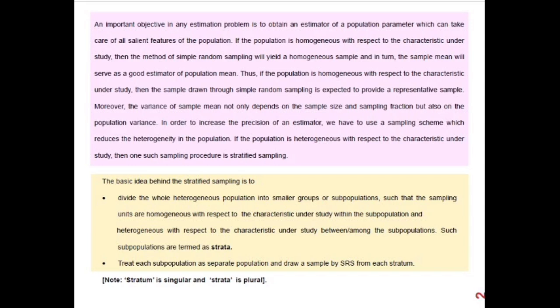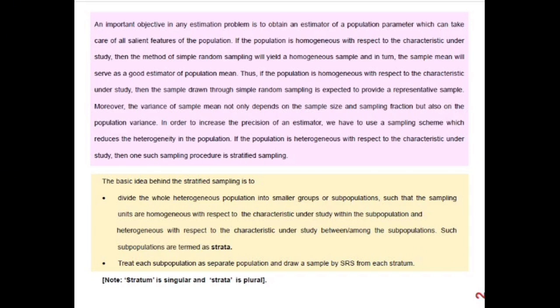An important objective in an estimation problem is to obtain an estimator of a population parameter which can take care of certain features of the population. Here a stratum means a group of observations. A homogeneous group of observations can be classified into some groups. So here the population is homogeneous with respect to the characteristic under the study.